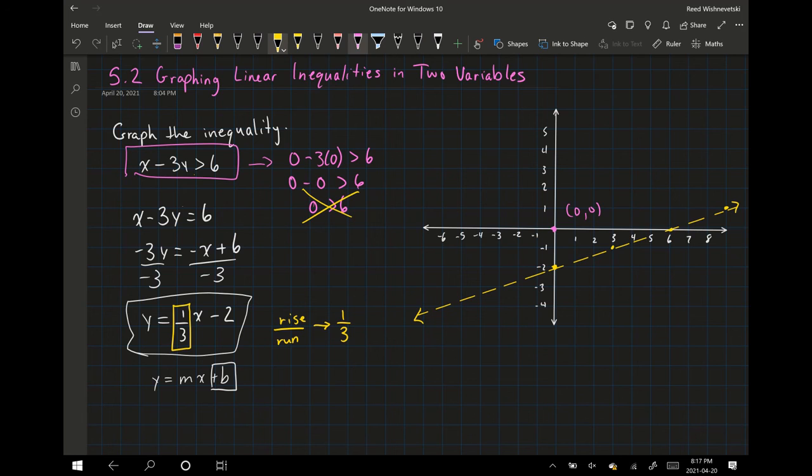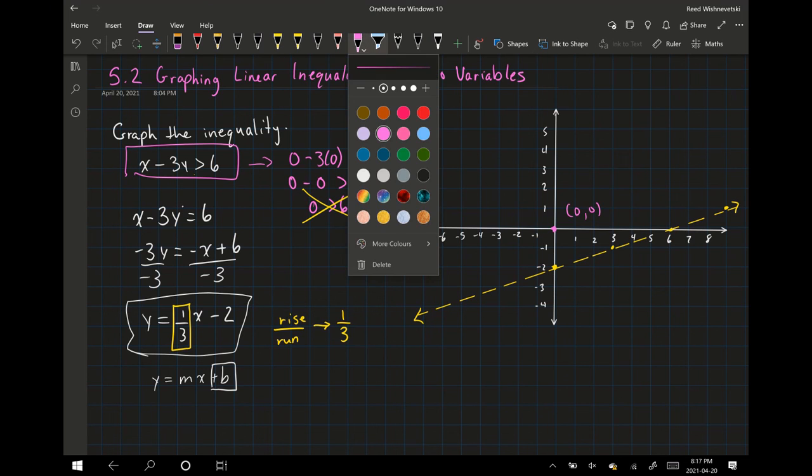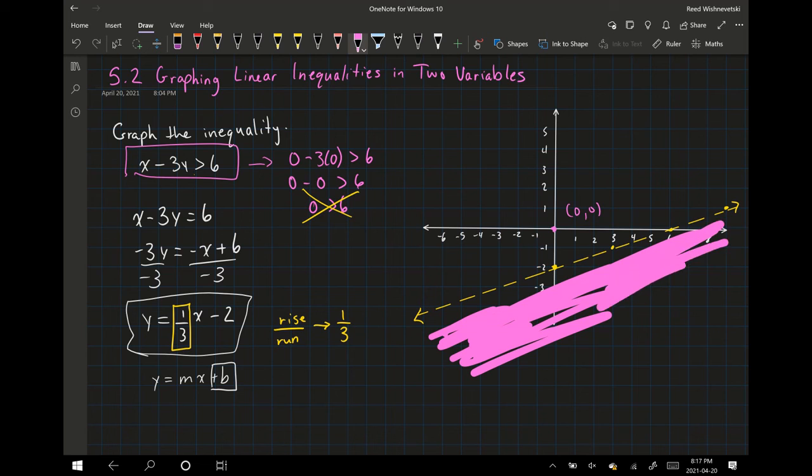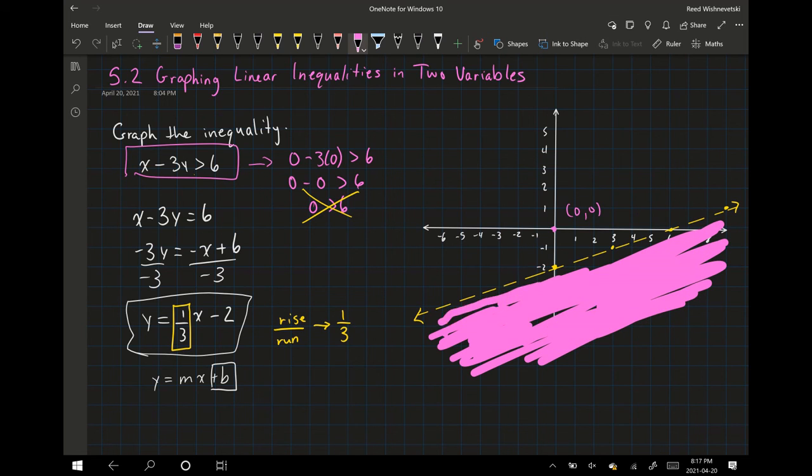So we're going to go ahead and shade in below our line. Like so. So that means everything below this line and up to the line, very, very close, but never touching it, is part of our solution set for this specific inequality that we did right here.